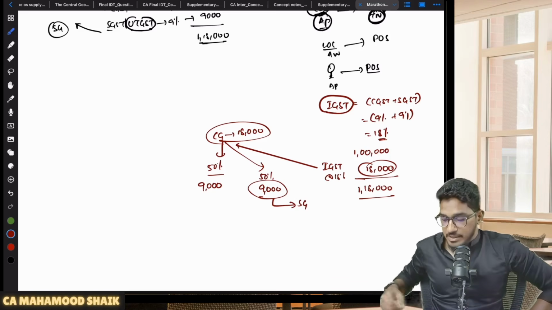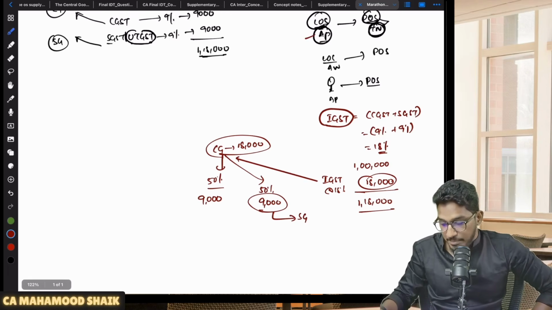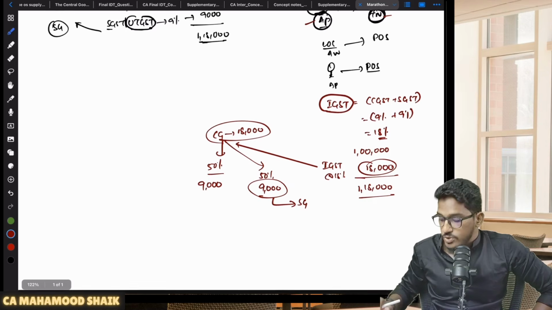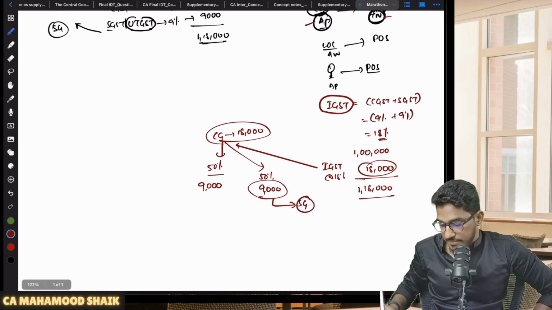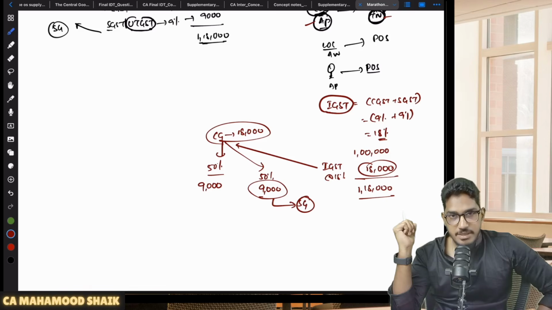Sir, which state government, sir? Now, here I told that the location of the supplier is in Andhra Pradesh, place of supply is in Tamil Nadu. So, to which state government do they have to remit it? So, it is a destination based taxation.